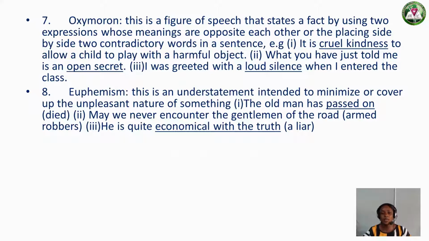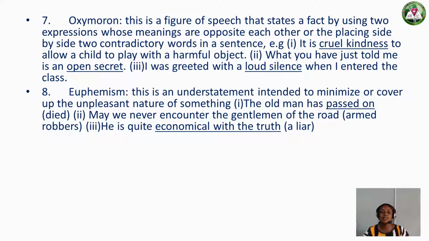Okay, euphemism. While hyperbole is an overstatement, euphemism is a kind of understatement intended to minimize or cover up the unpleasant nature of something. So we have examples: the man has passed on. So instead of saying the man died, they say the man passed on to make it lighter.